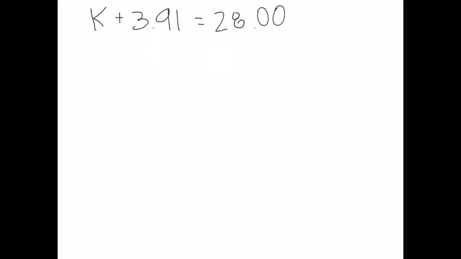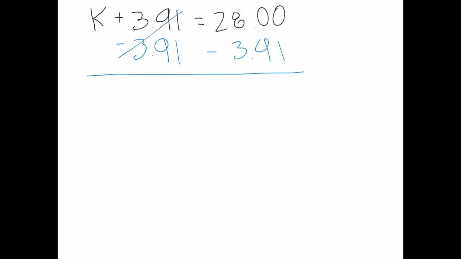In order to figure out what k is, instead of adding, we need to subtract 3.91. Subtract 3.91. You need to cross that out because they're both the same, and then subtract as usual. In order to do the subtraction problem, we need to borrow.